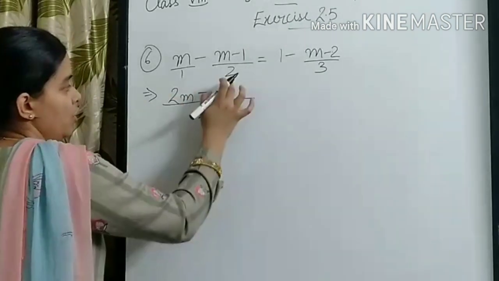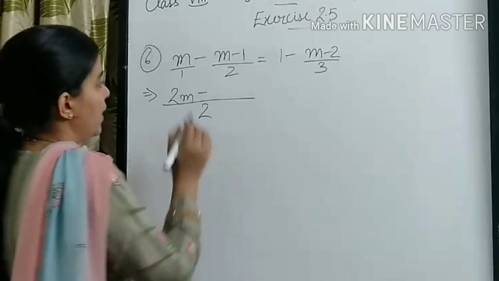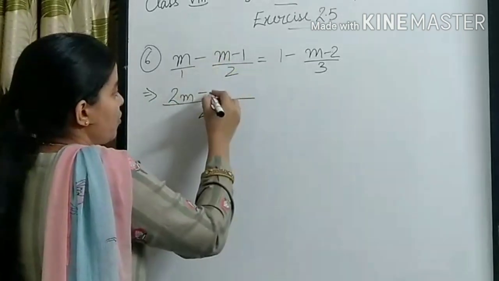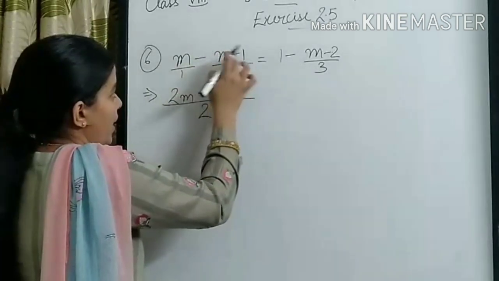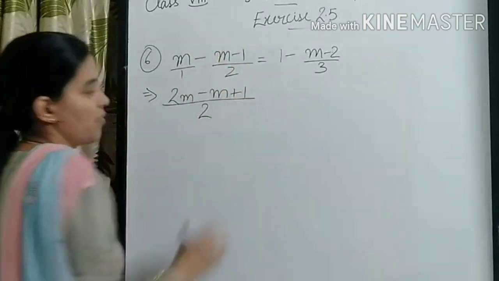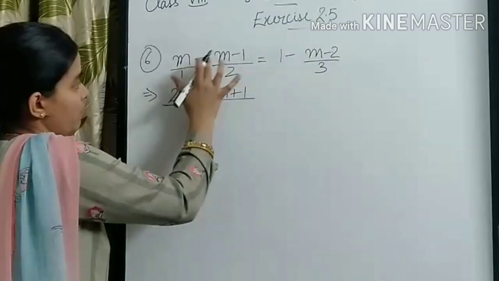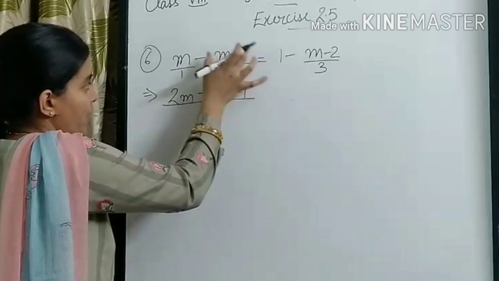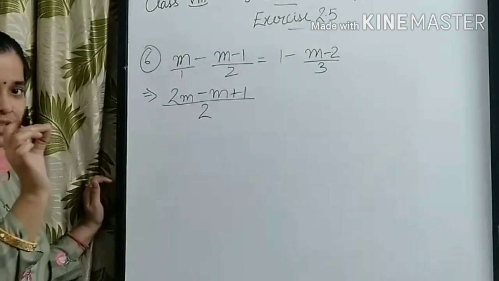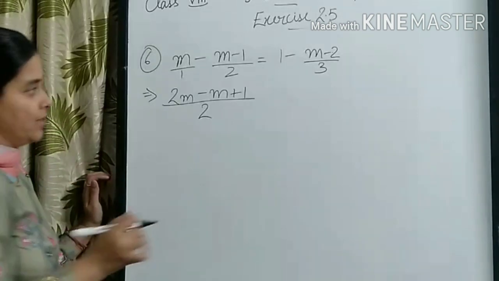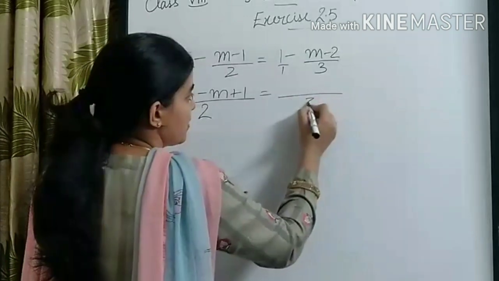Then minus sign, 2 1s are 2, so this you have to multiply with 1. But when you multiply, you have to change the sign, because it will become minus m and minus will become plus 1. This is the important thing to note here, that whenever we do something with the bracket where the minus sign is there outside, we have to change the signs of all the terms inside the bracket. Now in this one, we will take the LCM as 3.